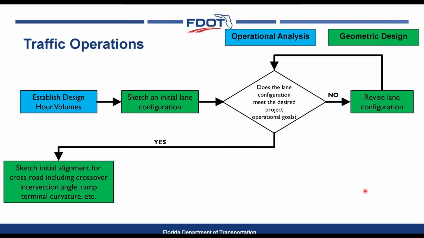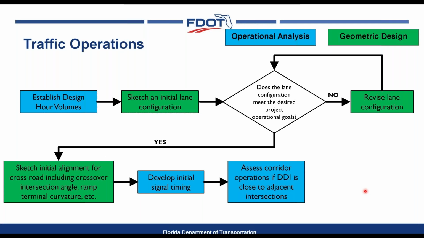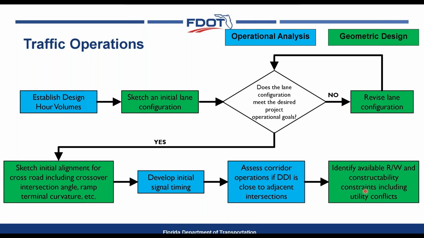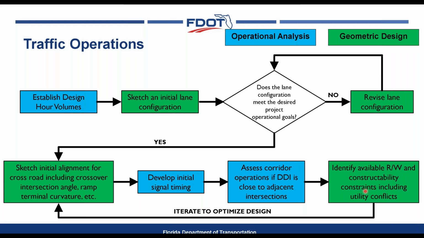then you can move on to a little bit more refinement of the DDI alternative. So you can sketch out the initial alignment for the crossroads, intersection, ramp angles, develop the initial signal timing scheme that you would like to use, assess the corridor operations again with the impacts of the closely spaced adjacent intersections also taken into consideration, and then identify any available right-of-way and constructability constraints. Once you've made it through that process, it becomes a little iteration back and forth until you optimize the overall design and get to your ultimate alternative.